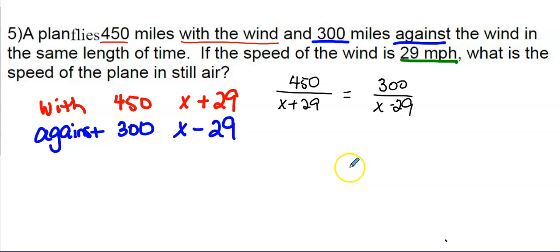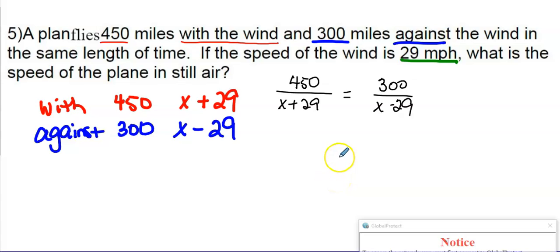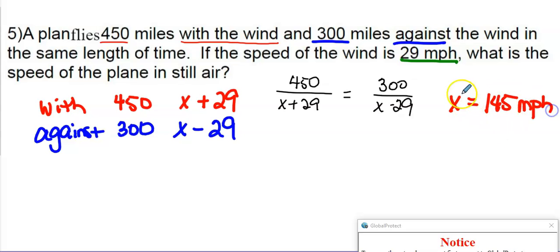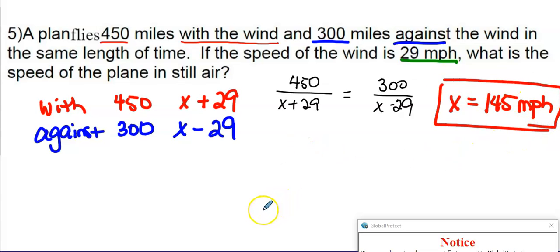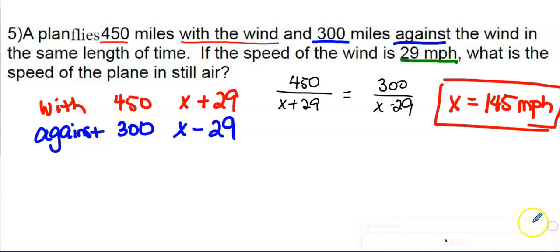I'm not going to take all the time to solve this. We know how to solve this. It's the distributive property, and we get variables and constants on both sides. I'm going to give you the answer to this if I can see it on my key. X equals 145 miles per hour. I'm just going to give you the answer to that one. It's honestly more important that you know how to set these up because you know how to solve equations.